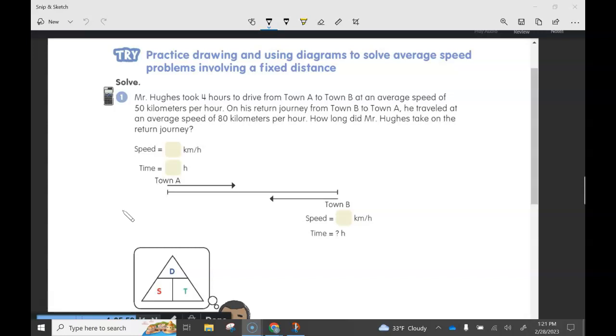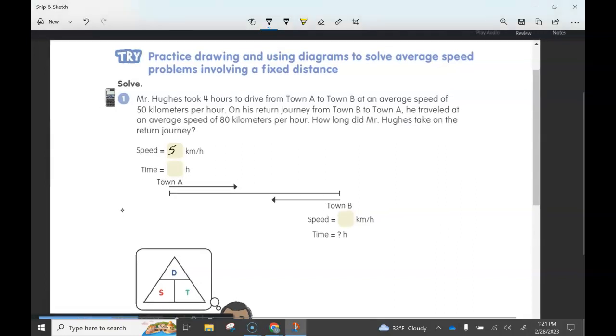Okay, so we're taking a look at a couple things that we know. We know the speed from town A to town B. We've got to think about that. That's 50 kilometers per hour. How much time did it take? It took 4 hours. Now what we know from town B is 80 kilometers per hour, but we don't know how much time it took there. And that's what we're trying to figure out.